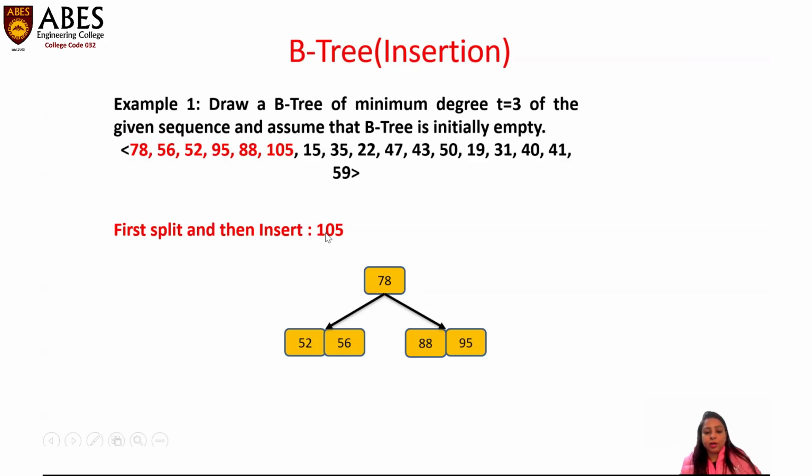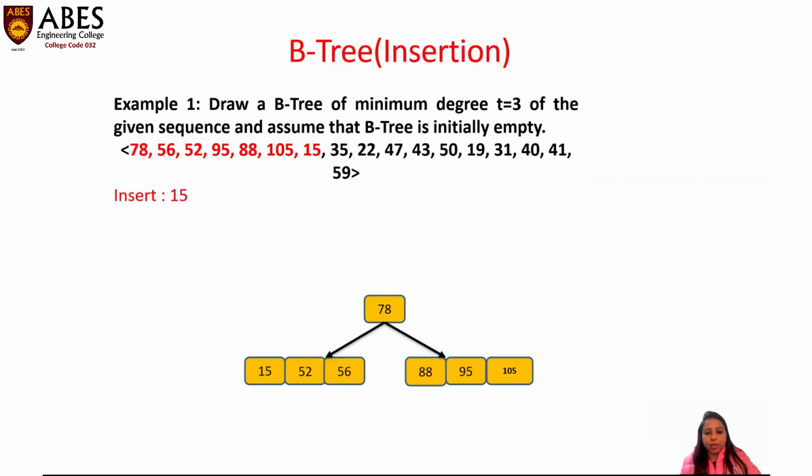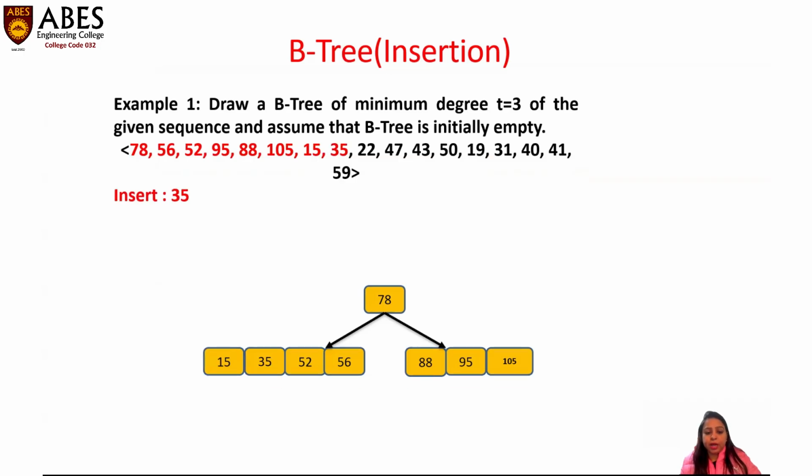Now we have to insert 105 where 105 is greater than 78. So it should lie on the right hand side, with 88 and 95, where we'll put 105. After that, I have to insert 15 that is less than 78. We'll move on to level 2. We'll compare the key value 15 with 52, which is less than 52. So 15 will be added before 52. Next is 35. Similarly, 35 will be added between 15 and 52. Next is 22. After adding 22, these 5 keys have been completed.